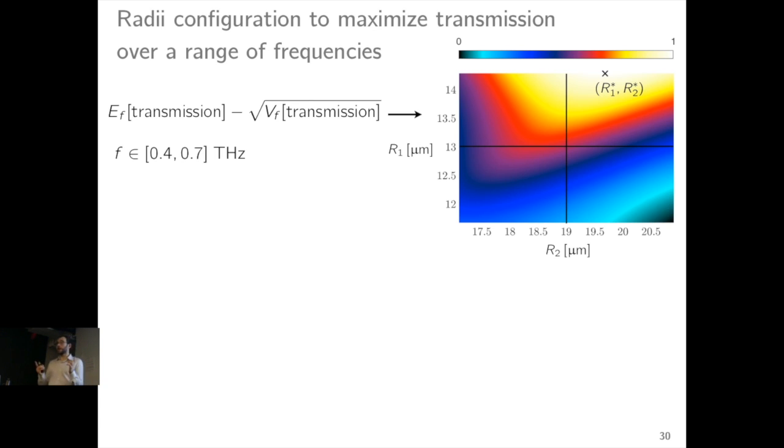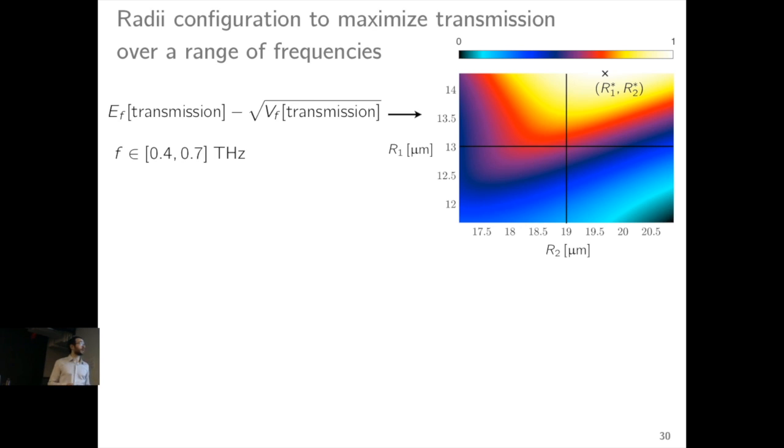Since we only have 2 design variables with the reduced order model, we can evaluate all possible combinations between the inner and the outer radius. And this is exactly what you have up here. So it's the objective function at all possible combinations, where the black lines correspond to the nominal value of the radii. And we can identify the combination of inner and outer radius that gives the largest objective function.